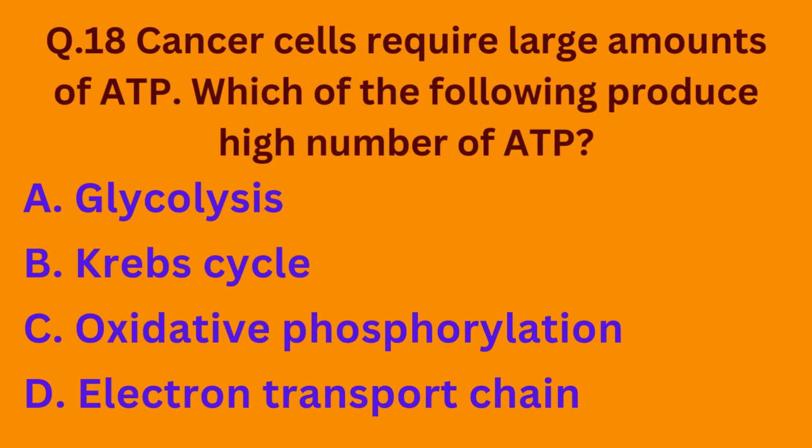Coming to next question, question number 18. Cancer cells require large amounts of ATP. Which of the following produce high number of ATPs? Option A, glycolysis. Option B, Krebs cycle. Option C, oxidative phosphorylation. Option D, electron transport chain. So basically oxidative phosphorylation produces high number of ATPs.